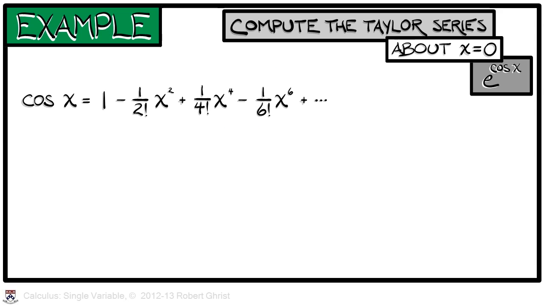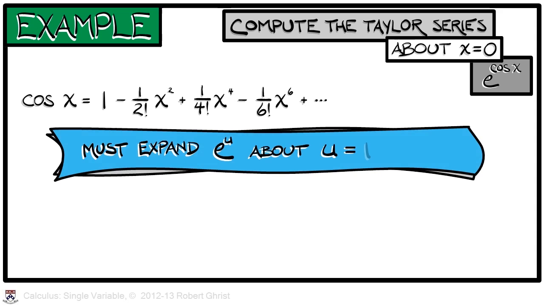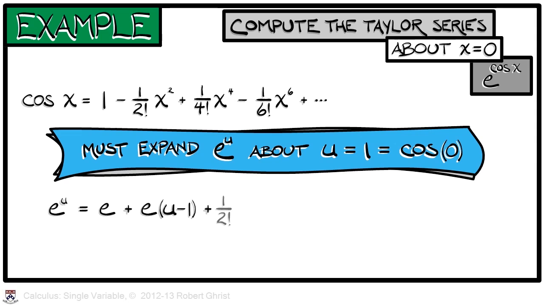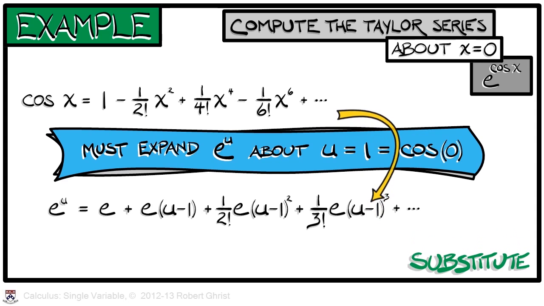This one we know. However, for the second term, the exponential, we must expand that about an input of 1, because that is what gets fed into it. Cosine of 0 is 1. Well, the Taylor series of e to the u about u equals 1 is easy to compute. There's nothing difficult there. However, what we must then do is substitute into it this series for cosine of x.